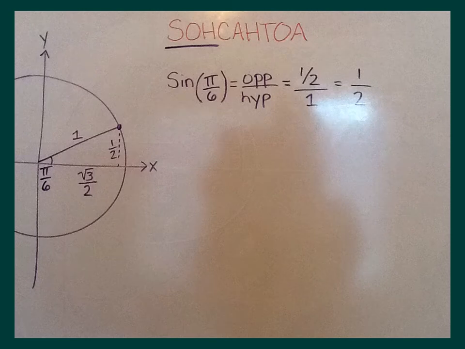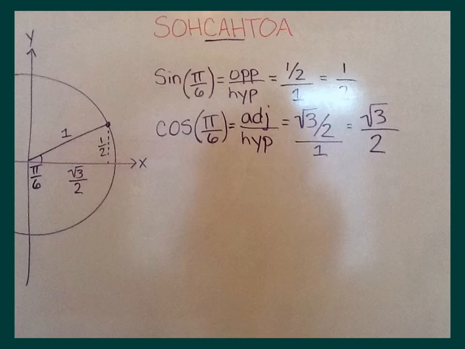To find the sine of the angle pi over 6, I used SOHCAHTOA, and I needed to find the opposite and the hypotenuse of this triangle. If pi over 6 is down here, the opposite value is going to be the y value, which is 1/2, and the hypotenuse is always going to be 1. So I had 1/2 divided by 1, which of course is 1/2.